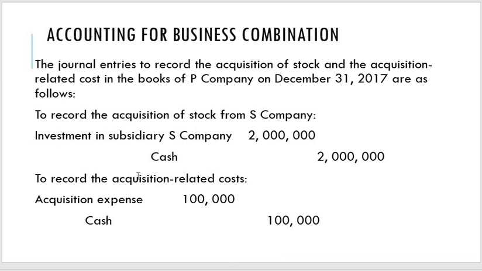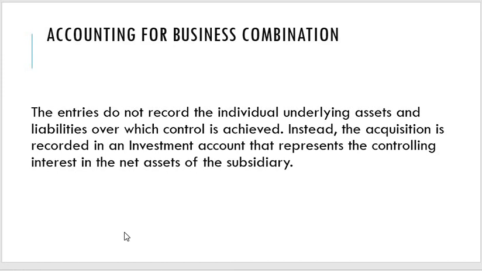So to record the acquisition of stock and the acquisition-related costs in the books of P Company on December 31, 2017, first, to record the acquisition, we debit investment in subsidiary, or investment in S Company, for 2 million, and credit cash for 2 million. Also, to record the acquisition-related costs, debit acquisition expense and credit cash for 100,000. You take note that the entries don't record the individual underlying assets and liabilities over which control is achieved.